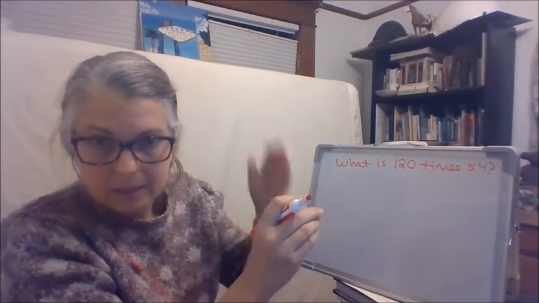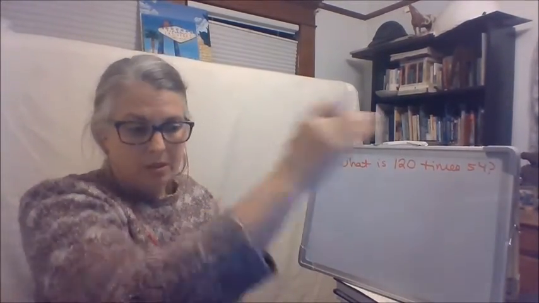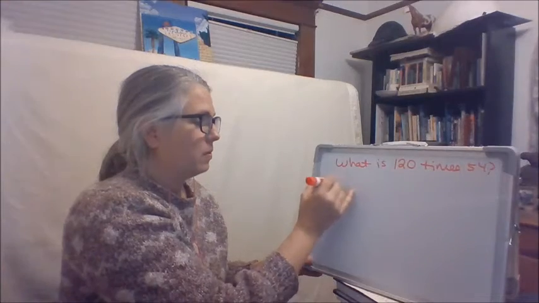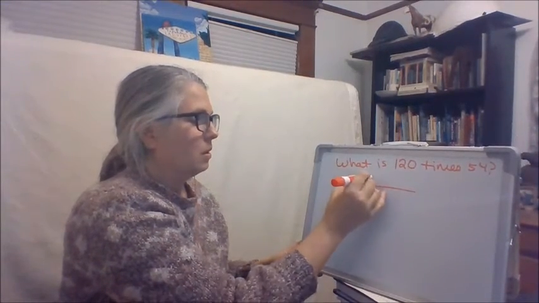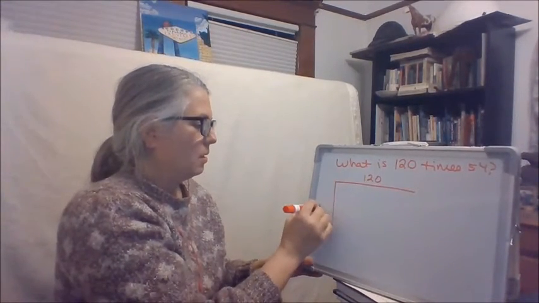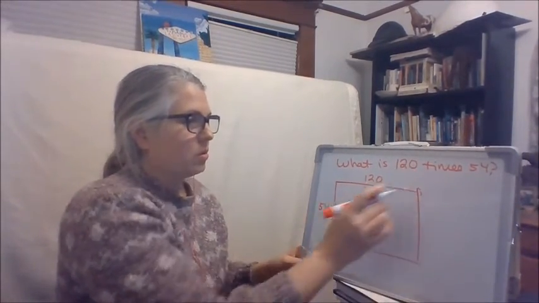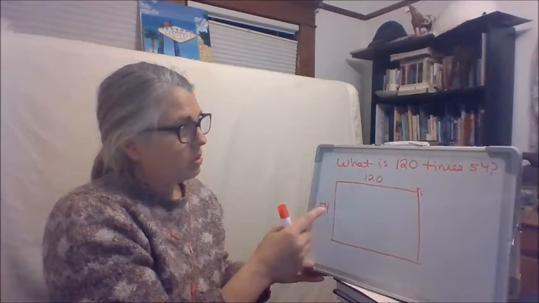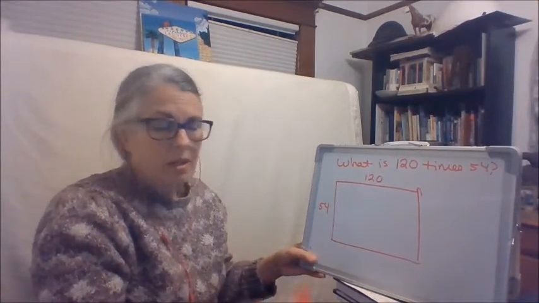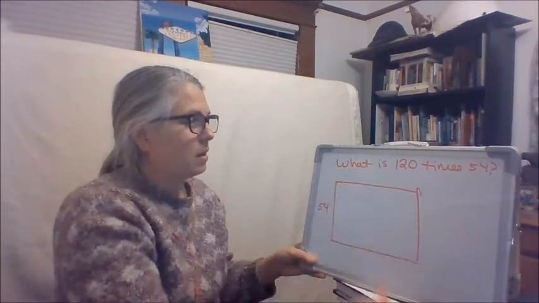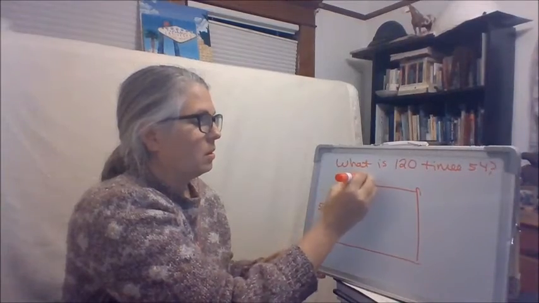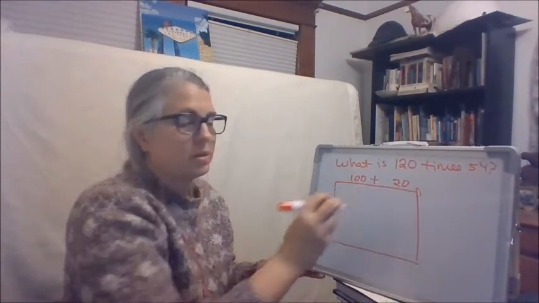So I have a rectangle here. Here's 120, and here's 54. Okay. So that's the length. What I'm going to do is make 120 easier. I'm going to call that 100 plus 20. It's really important here that I'm thinking plus 20. I didn't call it times anything. I mean, I could have.